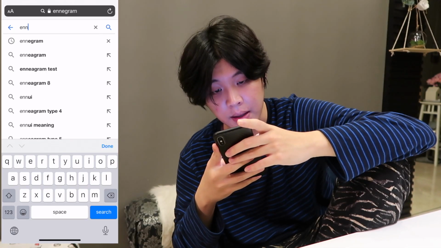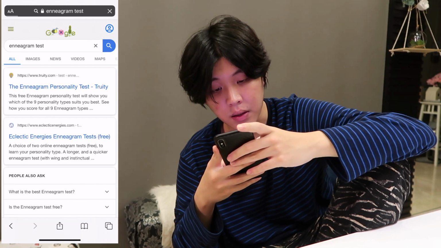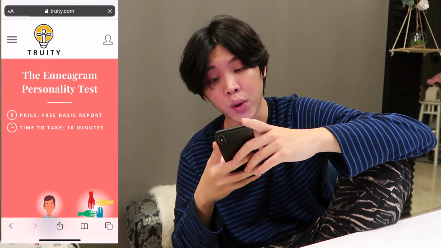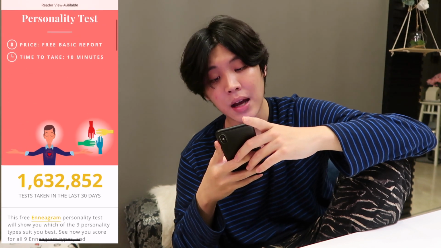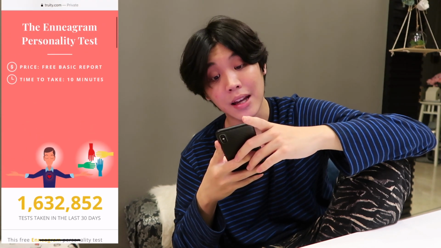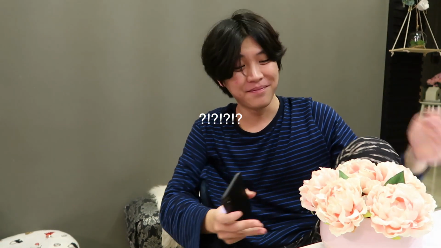Let's do it. Enneagram test. Okay. This test is basically free for you all to take, and the time it takes to complete is roughly 10 minutes. Before I start, I just want to bring this thing over here a little bit to increase the aesthetic, because my background seems a little plain. This floral aesthetic will kind of brighten the background. So okay, let's do it.